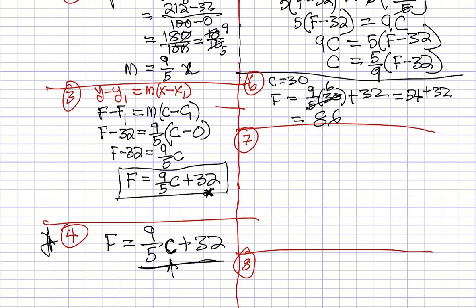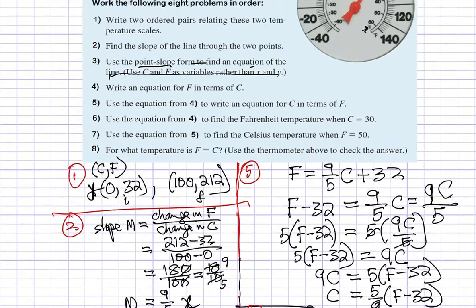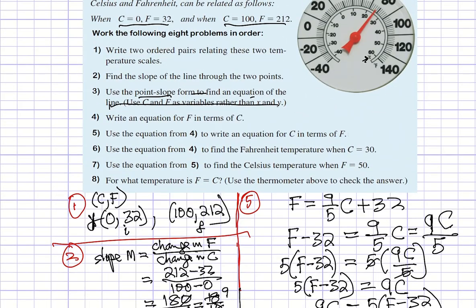So that's what they want there, man. It's 86 degrees. So when Celsius equals 30 degrees, Fahrenheit is 86. That's all that is saying there, number 6. Okay? Because that's right there. See? Okay, so let's do number 7. What does number 7 say? Number 7 says use the equation from 5.